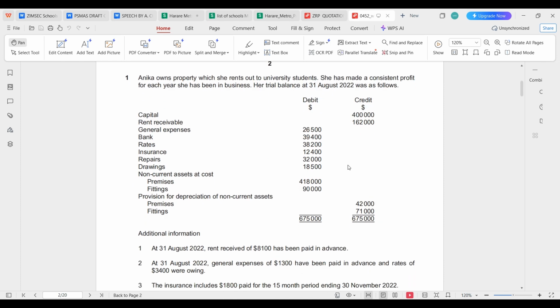Anika. Anika owns a property which she rents out to university students. She has made a consistent profit for each year she has been in business. Her trial balance as at 31 August 2022 was as follows.